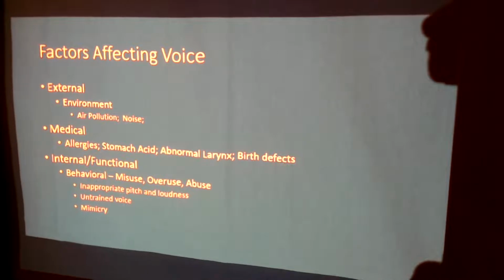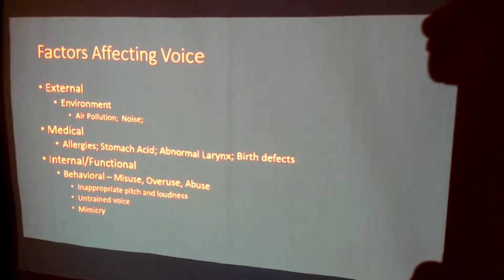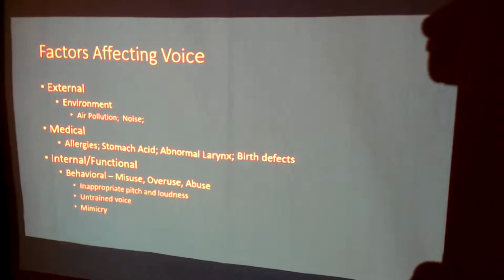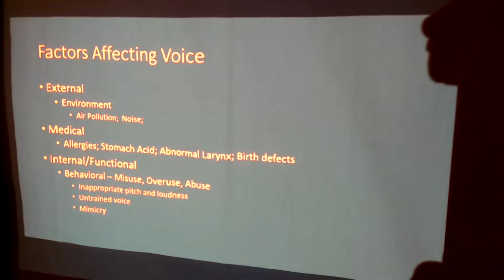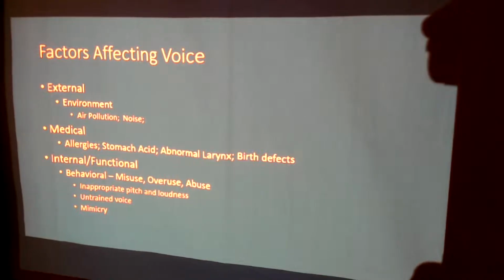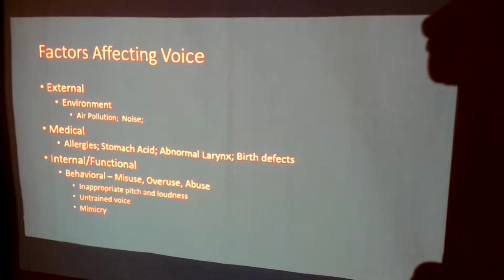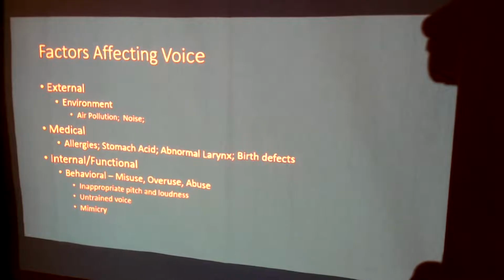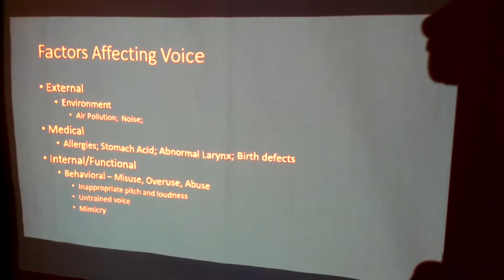Internal factors are functional factors, meaning how we use our voice and how we tend to have a voice problem because of that. Now, behavioral voice problems could be because of misuse of voice, such as using it inappropriately, like mimicking somebody's voice, mimicking an animal, or mimicking a train, bus, and all these.